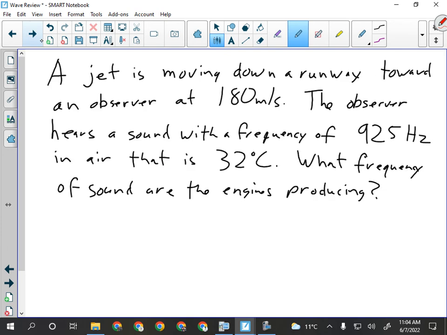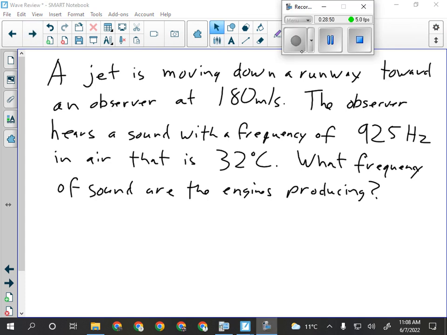Okay, give that one a try. Okay, so what kind of question is it? It's a Doppler effect question, okay? And we can recognize that because they're talking about different frequencies and they're giving you two different ones. They're talking about what an observer hears, okay? And so definitely a Doppler effect question.